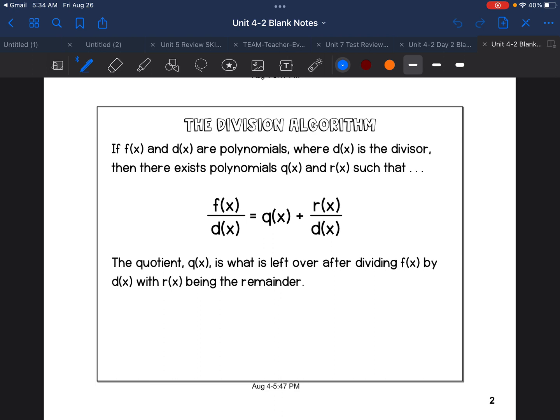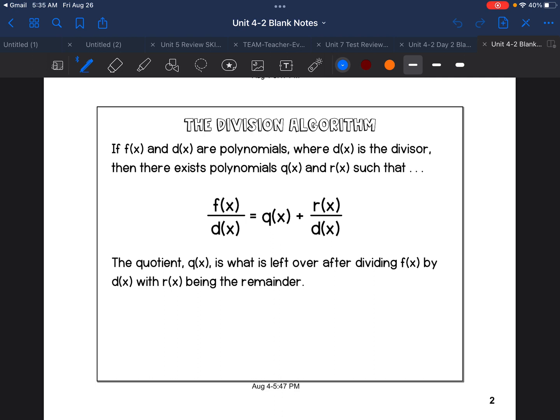Okay. So the division algorithm states if f of x and d of x are polynomials, where d of x is the divisor, then there exist polynomials q of x and r of x such that f of x divided by d of x, because remember, we've said before that fraction bars imply division, f of x divided by d of x equals q of x plus r of x over d of x. Okay? And the quotient q of x is what is left over after dividing f of x by d of x, with r of x being the remainder.